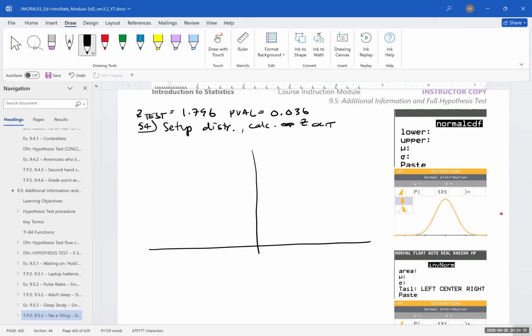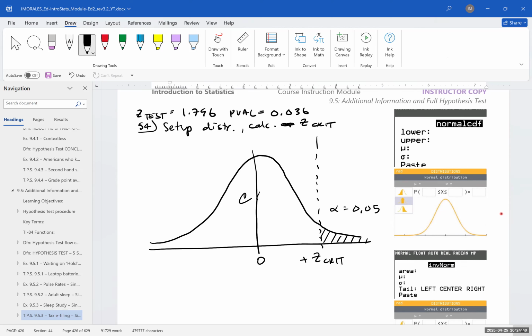And step 4 is to set up our distribution, and we'll calculate our z critical value. So I'm giving you plenty of space so that you can draw and annotate everything that you need. Okay, this is right-tailed because that's what our alternate hypothesis told us. So we're going to have a positive z crit value. The area in the tail is our significance level of 0.05, confidence level of 0.95. So we're going to reject the null and then fail to reject the null.